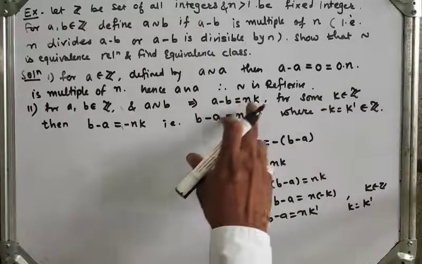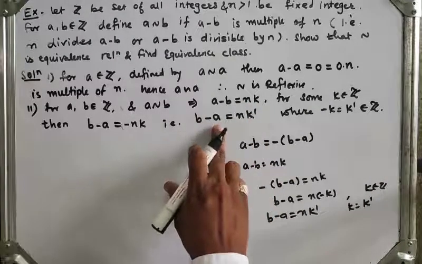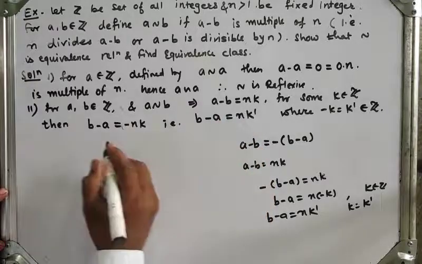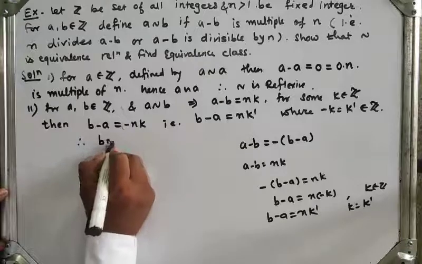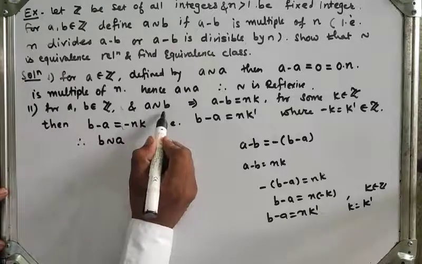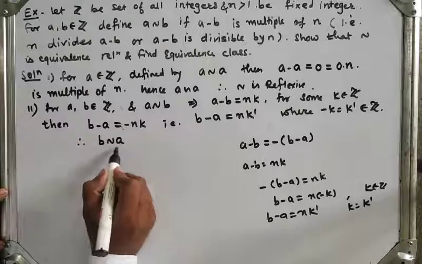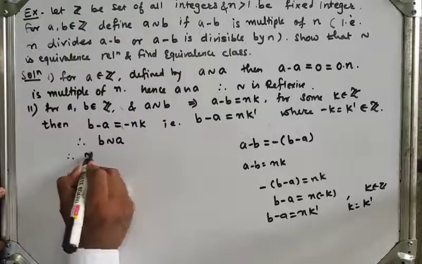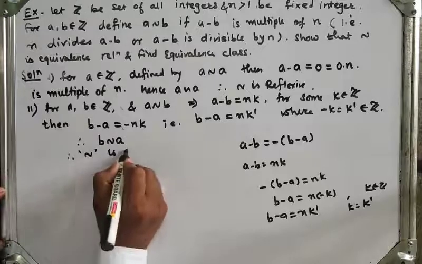Here A minus B is equal to nk and finally I get B minus A is again nk. Therefore B is equivalent to A. So here A is equivalent to B and then finally I get B equivalent to A. Hence relation tilde is symmetric.